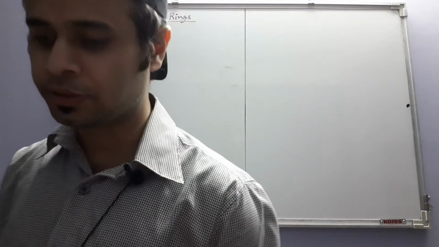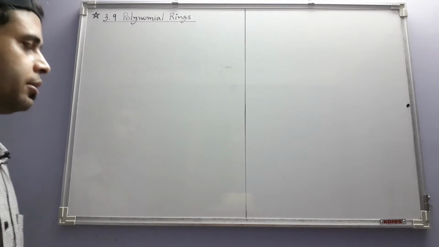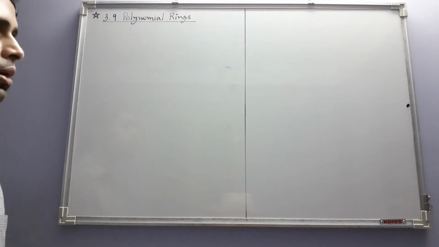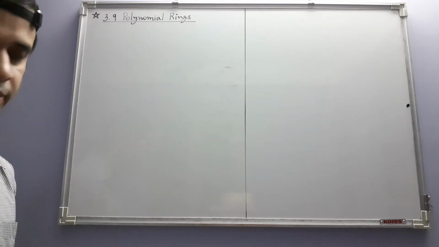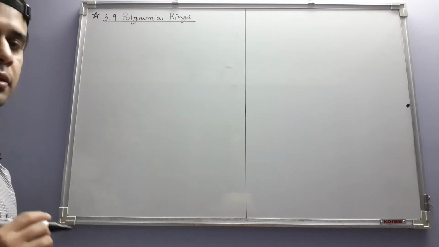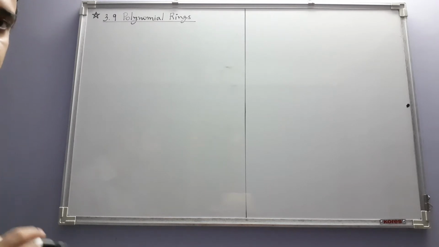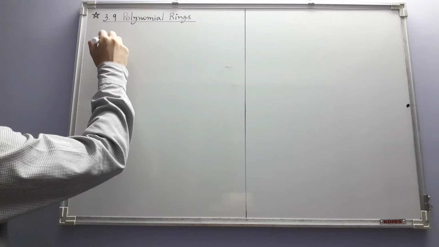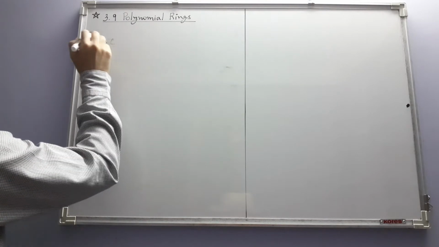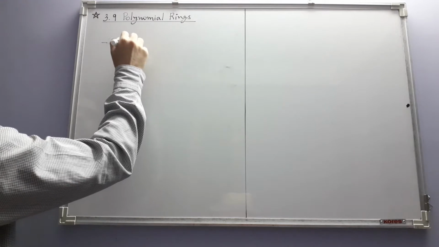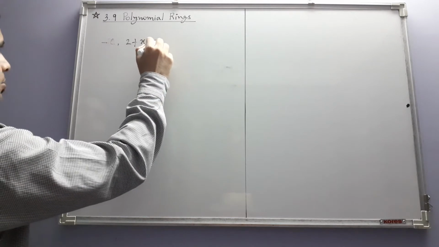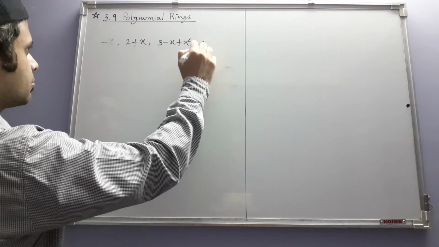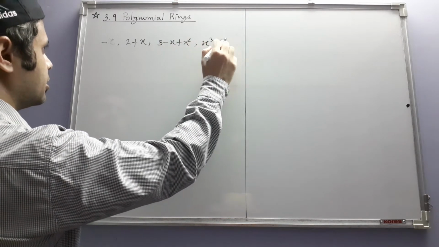We have come back to ring theory, now this time with polynomial rings. Let us recall from our school days that when we were first introduced to algebra, elementary algebra, we came across symbols that looked like this: minus x, 2 plus x, 3 minus x plus x square, x cube, etc.